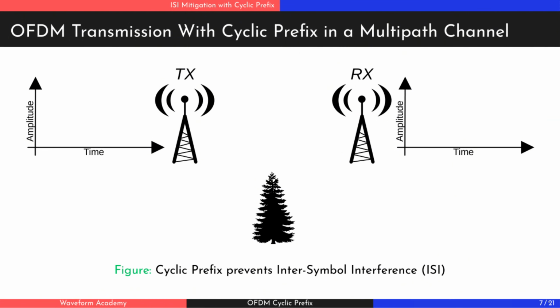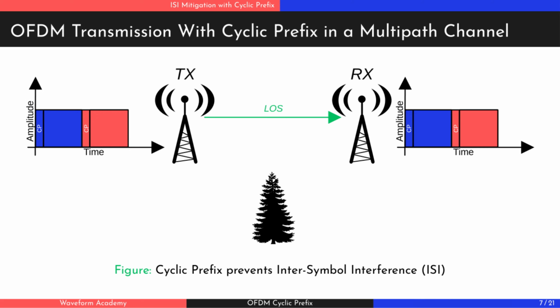Now let's analyze the same example, but this time with the addition of a cyclic prefix. Once again, when transmitted through an ideal channel, the received symbols remain unchanged. We still observe the delayed copy arriving via the second path. However, this time, the interference from the first symbol affects only the cyclic prefix of the second symbol, preventing it from distorting the actual data.